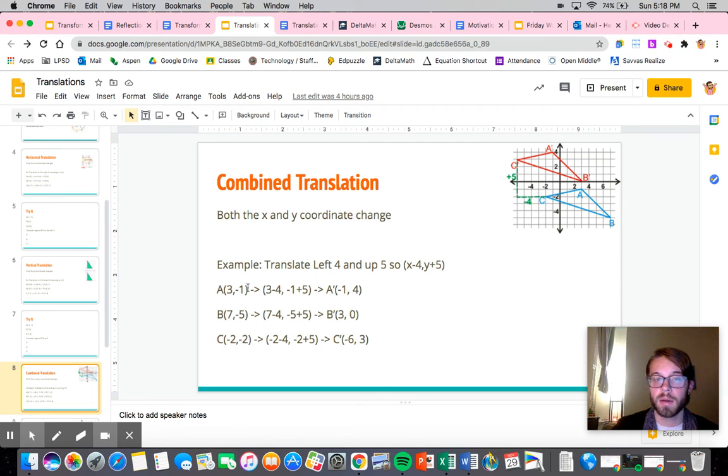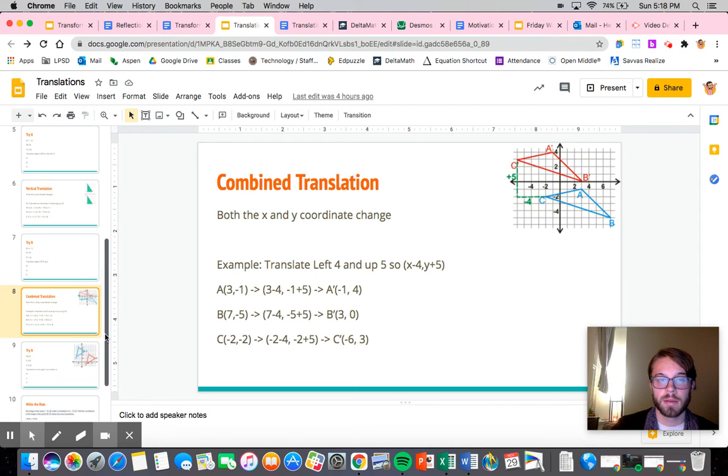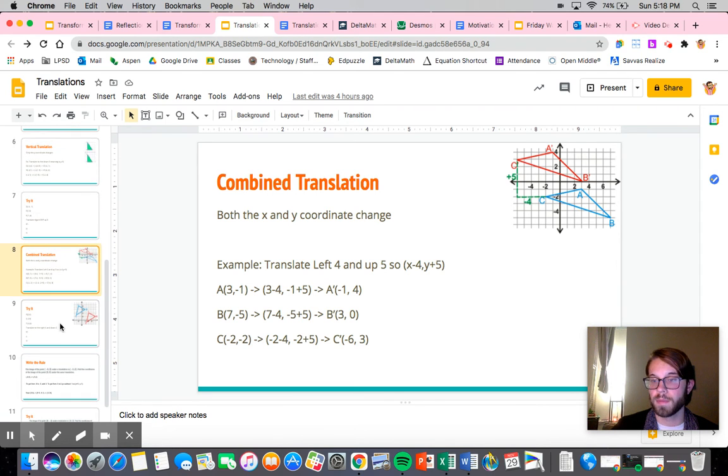3 minus 4, negative 1 plus 5. 7 minus 4, negative 5 plus 5. Negative 2 minus 4, negative 2 plus 5. That's it. All right, so I'm doing exactly what I did prior, but just again with both.